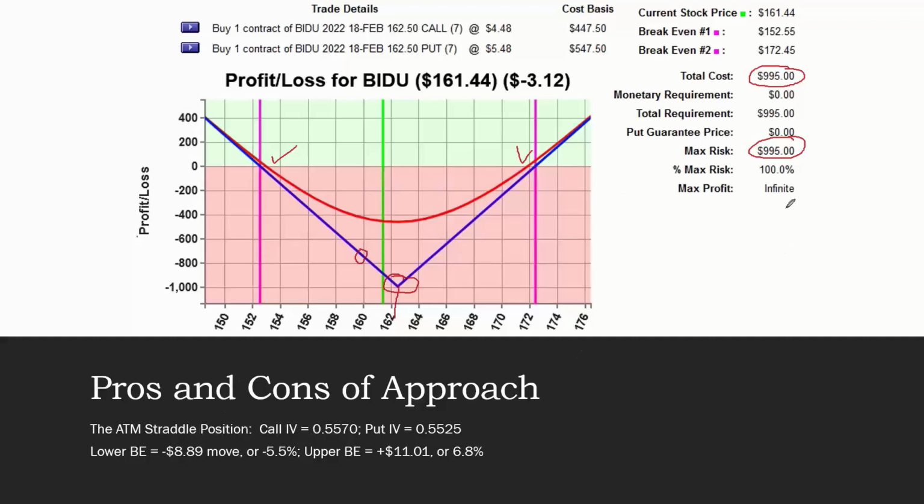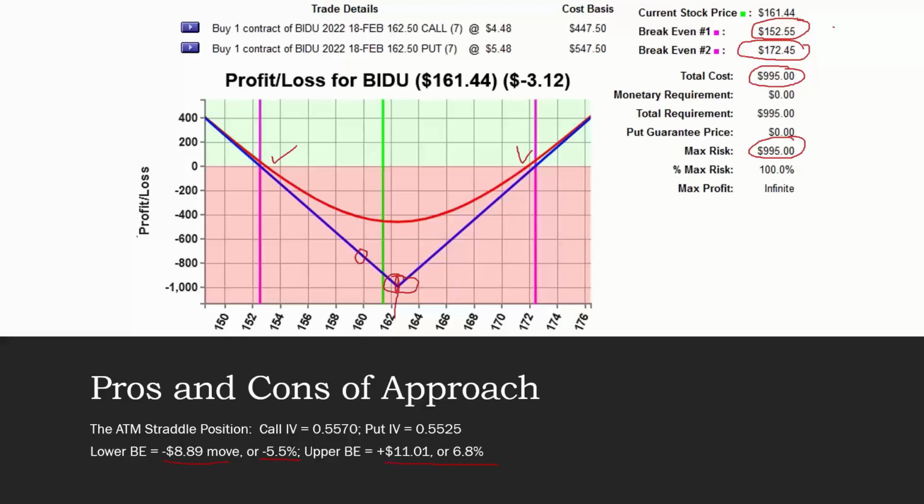So what do we have here? We have a different structure that's a V profit and loss chart where we only need an $8.89 move or 5.5% to get to the lower break even of 152.55. We only need a move of 6.8%, not 8.2%, to get back to the upper break even of 172.45. We positioned our call and put right around the current stock price. Yes, we're paying a higher amount, but that helps lower the upper break even and the lower break even as well. Okay, so let's table that real quick.